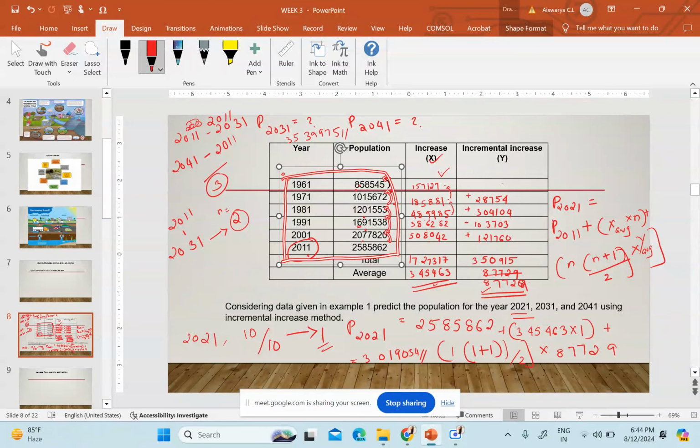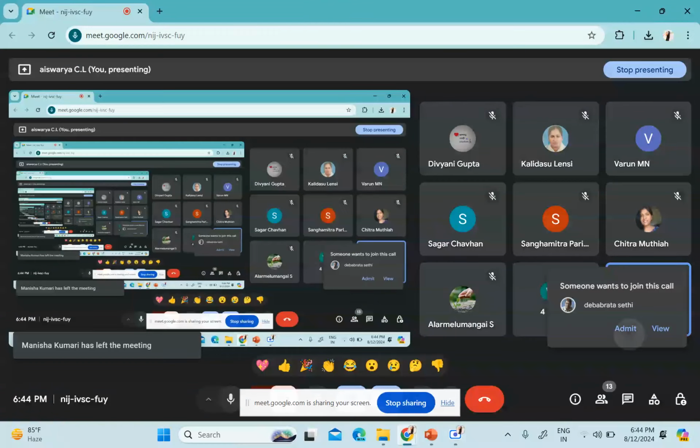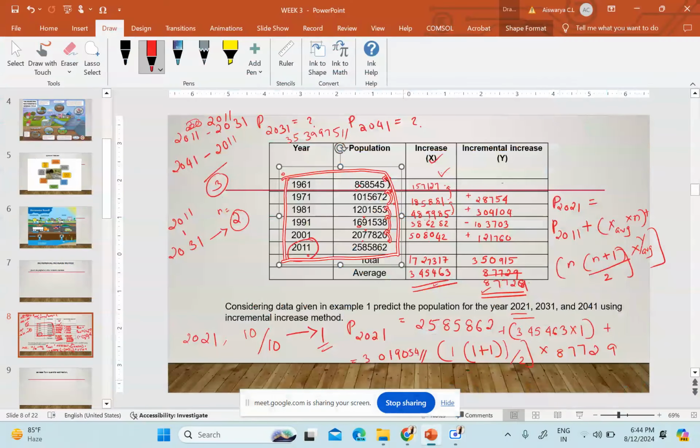So what is the value you are getting if you do like that? A different answer? Can you tell me the value for 2031? Then you have taken the decade as one, right? Did you take decade one?